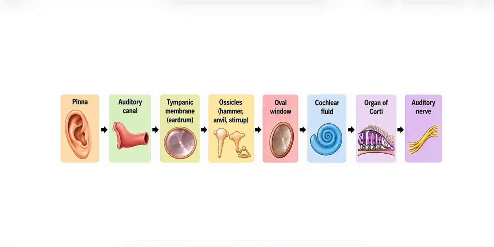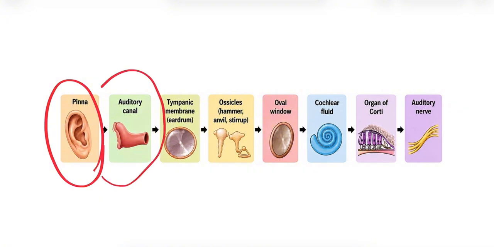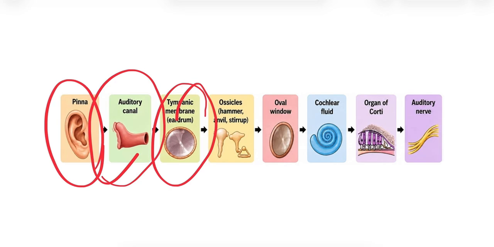Now, the examiner can ask you to identify the parts that are followed by sound during the hearing process. It starts with the pinna, which directs sound waves into the auditory canal, then to our tympanic membrane, which starts vibrating, producing vibrations, which are then transmitted to our three little bones, the ossicles.